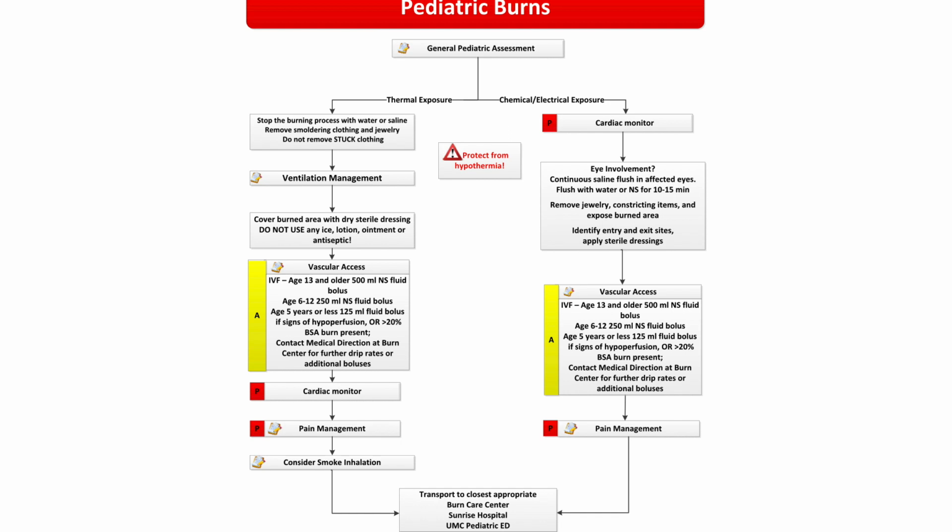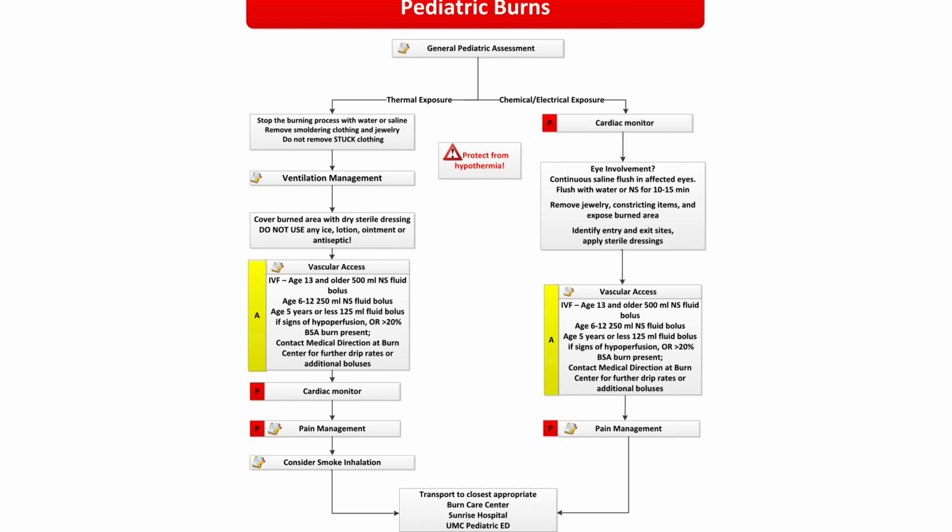Paramedics are going to apply the cardiac monitor, consider pain management, and then consider smoke inhalation for all levels. And lastly, transport to the burn center. If the patient is a chemical or electrical exposure, we want to go ahead and apply the cardiac monitor. If the patient has been involved in a chemical or electrical exposure, paramedics should apply the cardiac monitor.